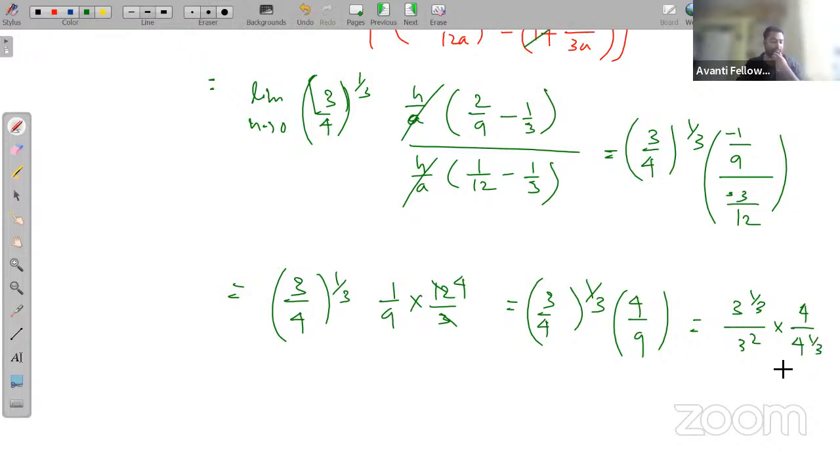So calculate it, and tell me in the chat box what answer you are getting. Match with your options. What is the answer you are getting? Calculate this and tell me.